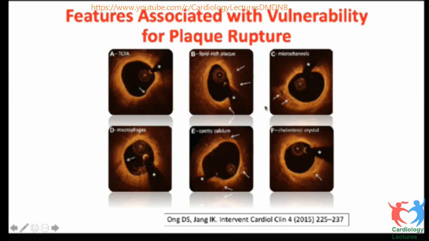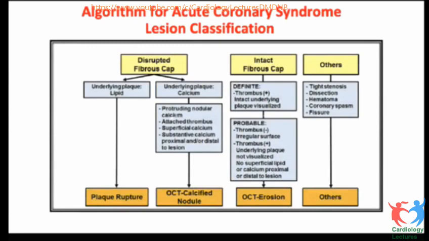And because of this higher resolution, OCT clearly identifies underlying pathology in acute coronary syndrome. There are three types of pathologies classified with OCT. One is with the disruption of the fibrous cap. There are two underlying pathologies. One, if you have an underlying lipid, it is called plaque rupture.